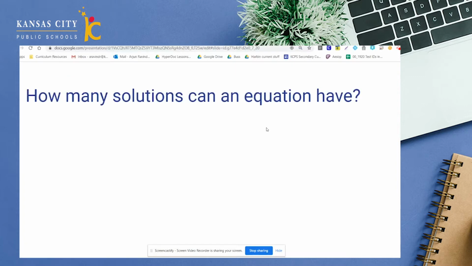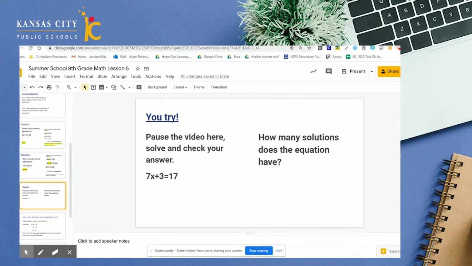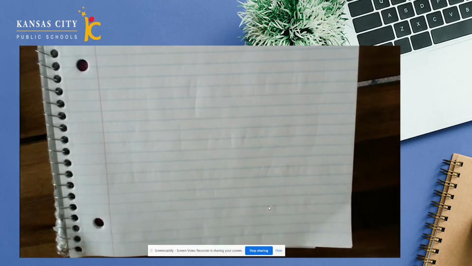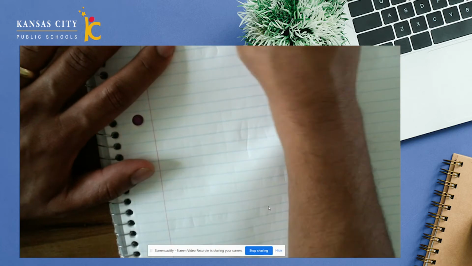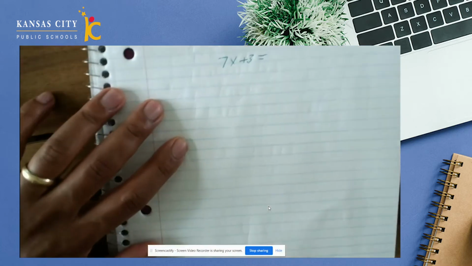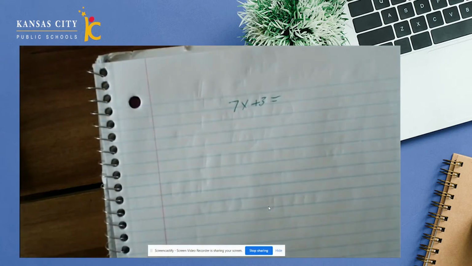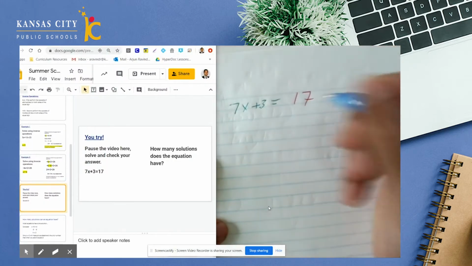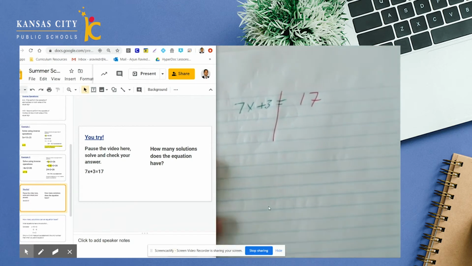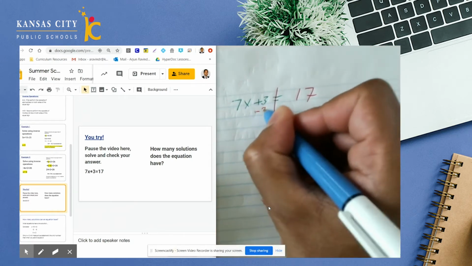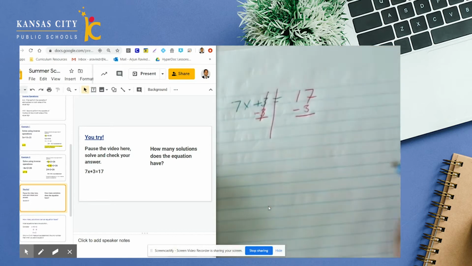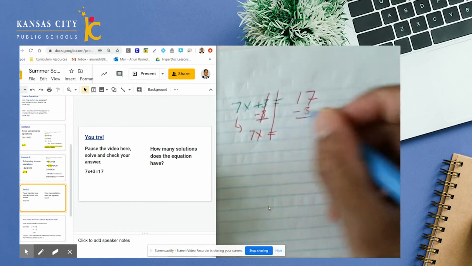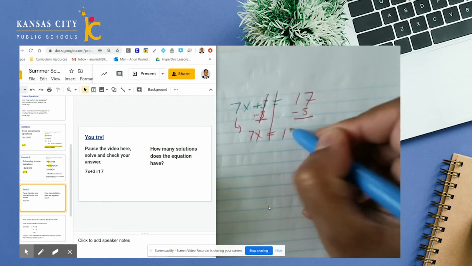We're going to go back to our document camera and let's check our work. The equation was 7x plus 3 is equal to 17. Once again, we're going to start with the line down the middle and we're going to get rid of plus or minus. Well, here we see a plus 3, so we'll do minus 3 on both sides. Cancel. 7x drops down, equals 17 minus 3 is 14.